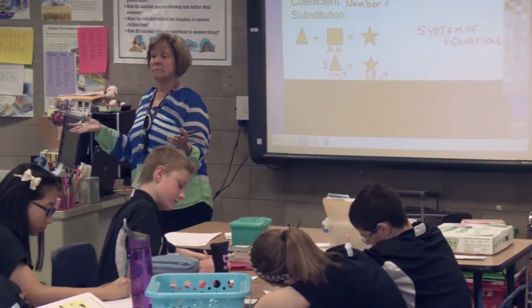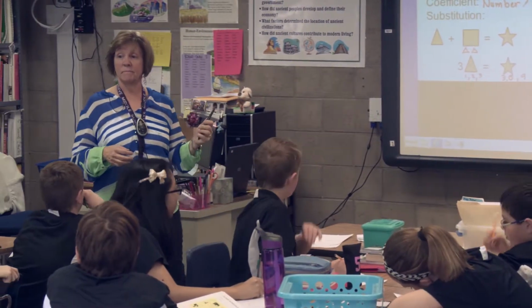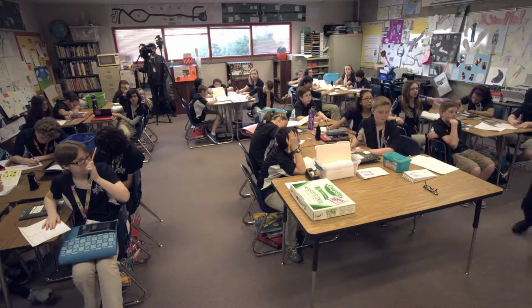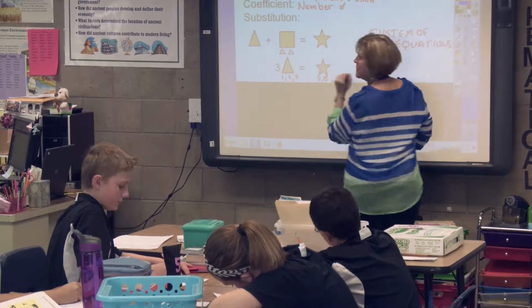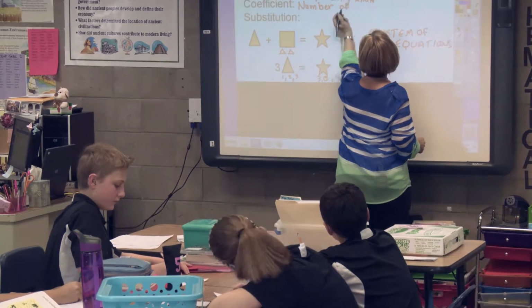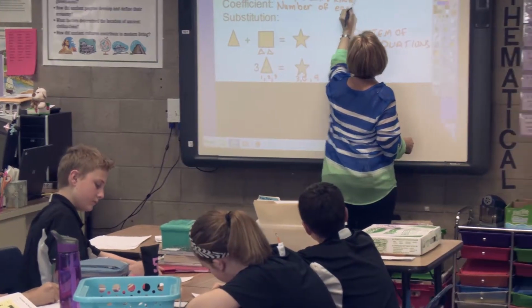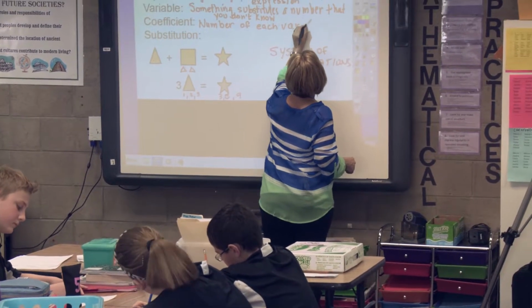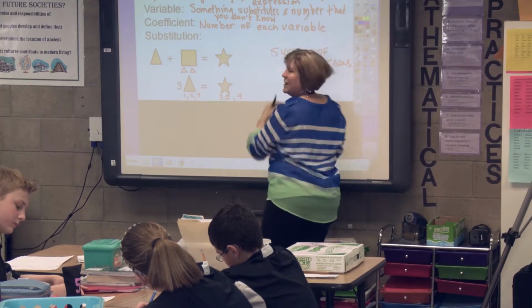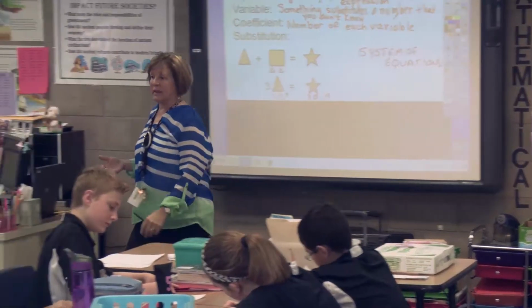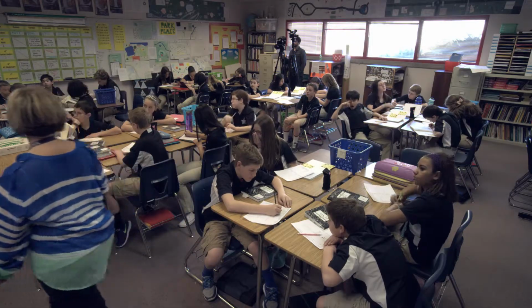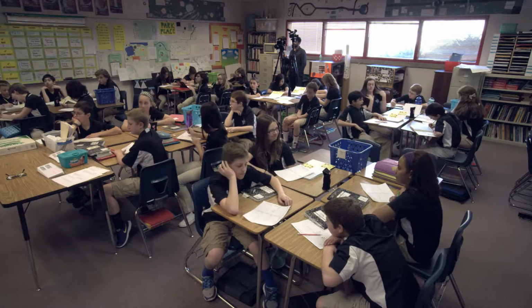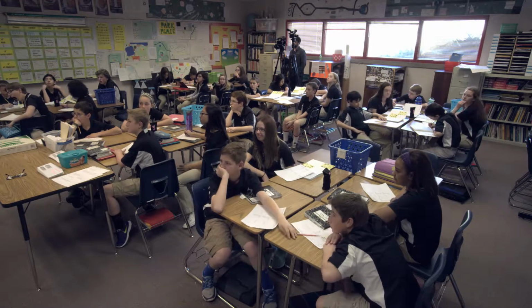So a coefficient is a number that tells you how many of each variable there are. Number of each variable. And we know we can just multiply it or we can add it repeatedly to get to our solution. All right? Are we good? Let's take a look at our third equation.